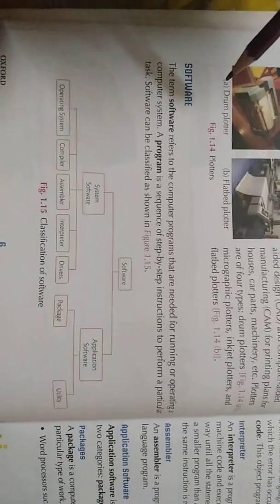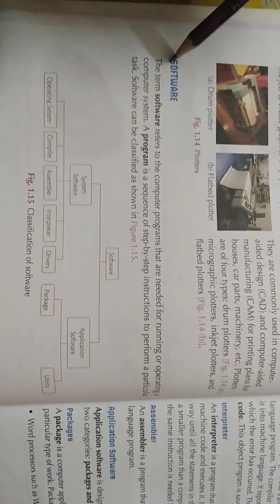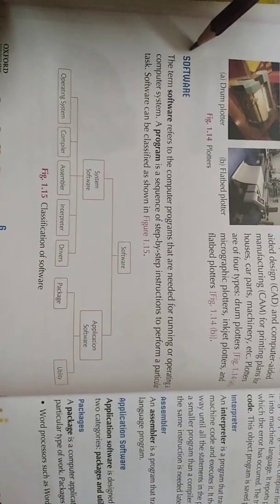Then comes the software part. What is software? Software is that part of the computer which we cannot touch, but it is an important part of the computer. Without software, we cannot use the computer. There are several types of software which are given here in the form of a mind map. So let's see one by one.